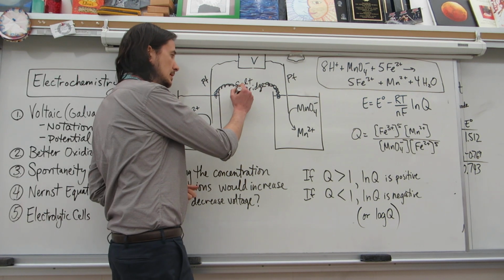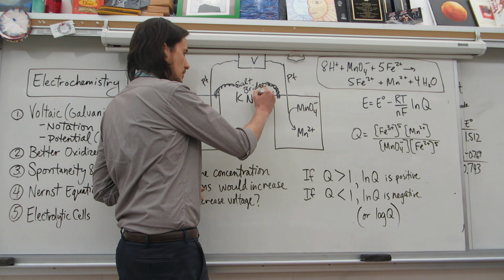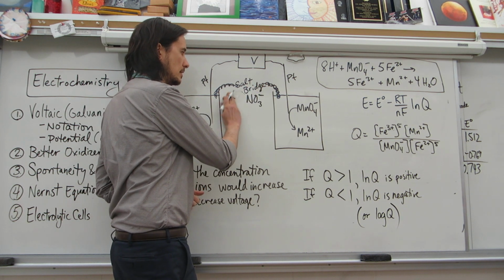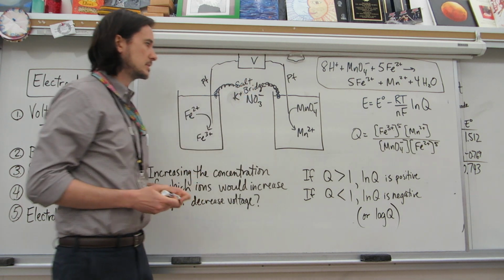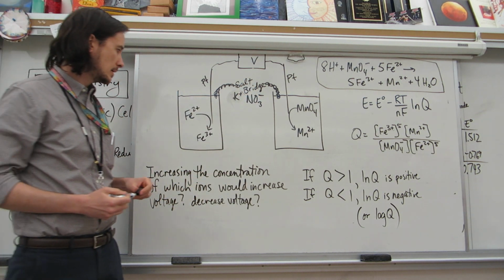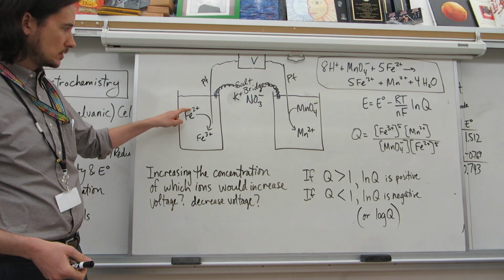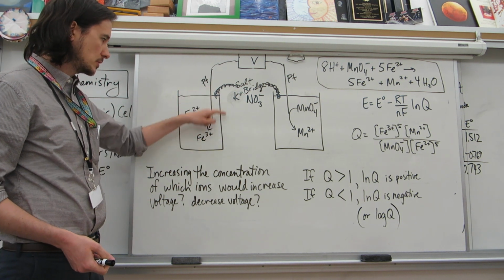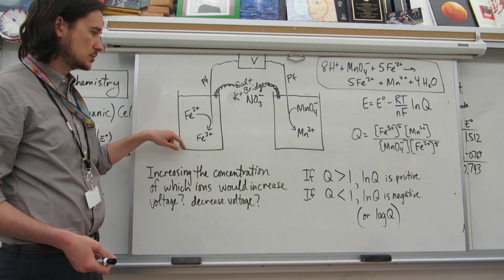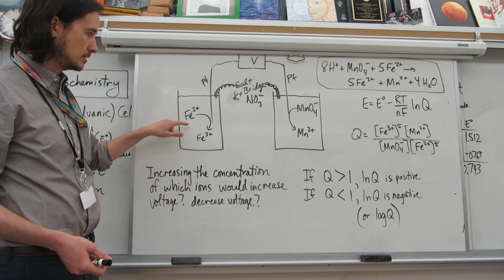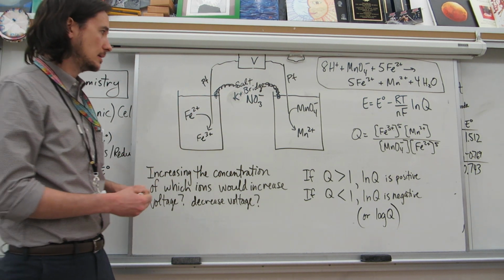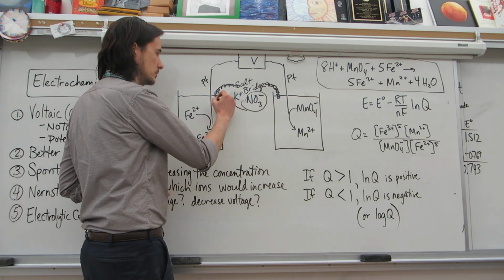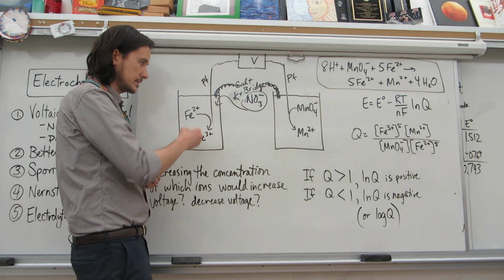So maybe this would be, let's say, KNO3. We've got K plus and NO3 minus, and then we should be able to say which one goes where. Just a quick look, we've got Fe2 plus turning into Fe3 plus. There's going to be a positive charge building in this cell. Since there's a positive charge building up, the nitrate should be migrating into that half cell.